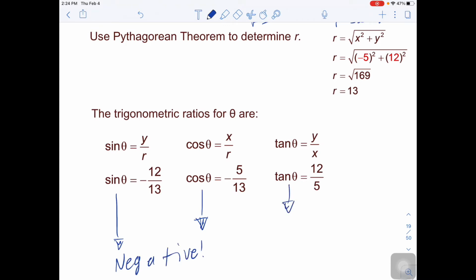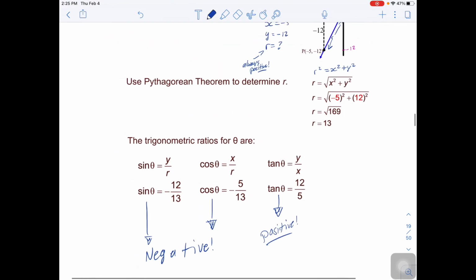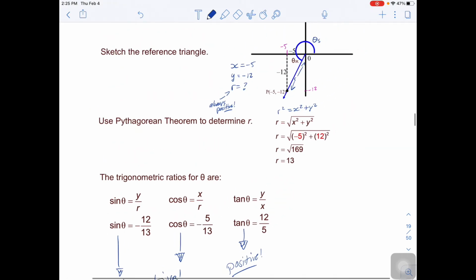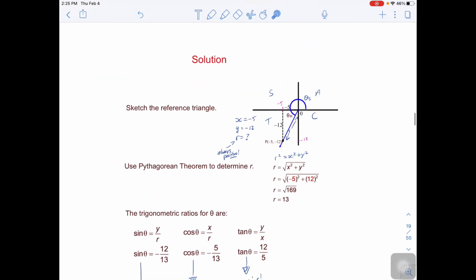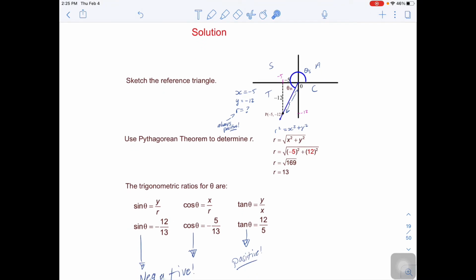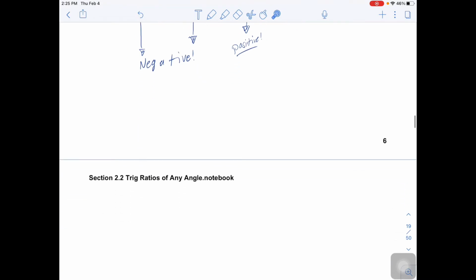And then tan is positive, which works and makes sense because of our CAST rule, C-A-S-T. Remember that tan is only positive in the third quadrant. So that's one way to check if you're going in the right direction with these problems. If you had any issues understanding the solution there, please come in and ask some questions, but we're going to move forward here.